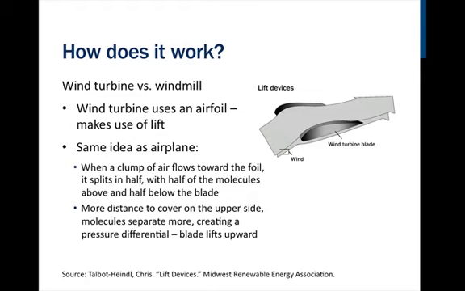In contrast, a wind turbine uses an airfoil to move. An airfoil doesn't cause a lot of drag and instead makes use of lift. This concept is the same idea as an airplane, kite, or sailboat. Pretend for a moment that a clump of air molecules are flowing toward the blade, or the airfoil. When it reaches the blade, that clump of air splits in half. Half of the molecules go above the blade and half go below. Because of the shape of the blade, there is more distance to cover on the upper side of the blade, so the molecules that went there separate more, creating a pressure differential. There is less pressure above the blade and more pressure below it, causing the blades to lift upward.